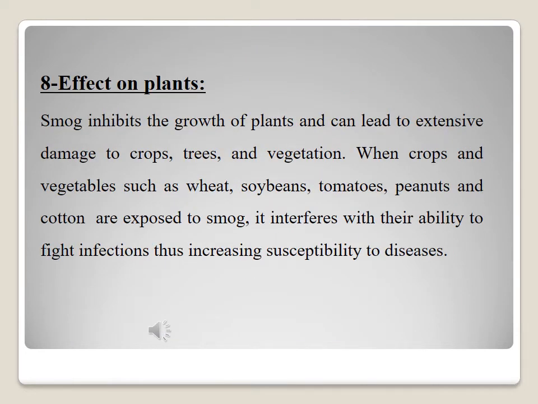Number 8. Effect on plants. Smoke inhibits the growth of plants and can lead to extensive damage to crops, trees, and vegetation. When crops and vegetables such as wheat, soybean, tomato, peanuts, and cotton are exposed to smoke, it interferes with their ability to fight infections, thus increasing susceptibility to diseases.